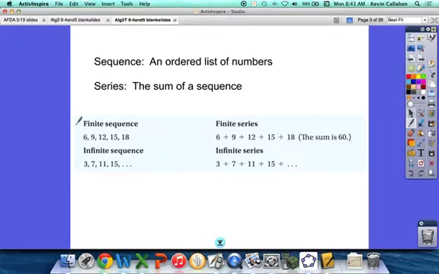Right, so sequence, series. Now notice we had 2 kinds of sequences: finite and infinite. Finite means you just have a certain number of terms. Infinite means it goes on forever. Dot, dot, dot means whatever this pattern is, just assume it keeps going like that forever. So if you add them up, you're going to have either a finite series or an infinite series.